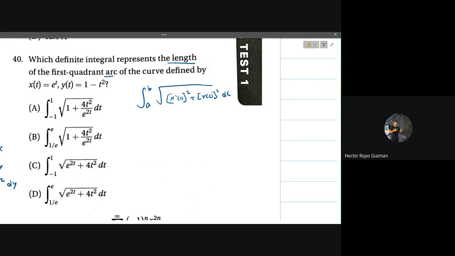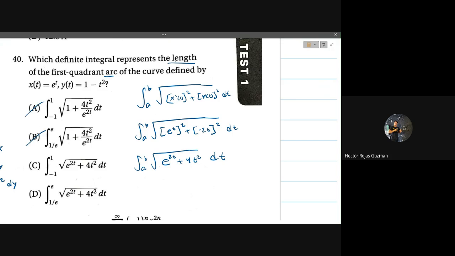Because we're just selecting the integral, I'm going to go ahead and find the derivatives. X prime is just going to be e to the t. Y prime, we got negative 2t. Square it. E to the t squared becomes e to the 2t. Negative 2t squared becomes 4t squared. So that eliminates 2 choices.